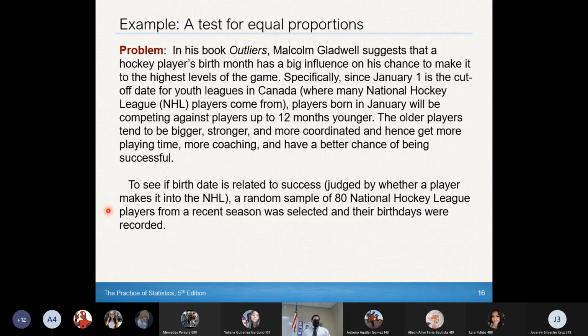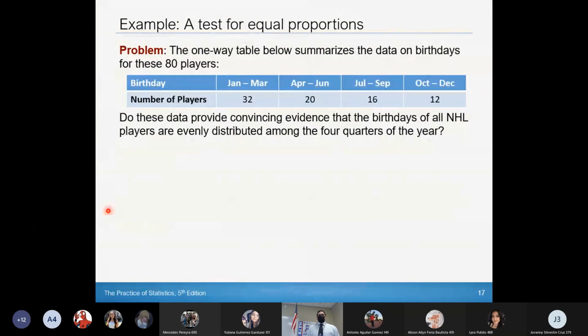To see if birth date is related to success, judged by whether a player makes it to the NHL, a random sample of 80 NHL players from a recent season was selected and their birthdays were recorded. Problem: the one-way table below summarizes the data on birthdays for these 80 players. Right, so we have across the top the birthday, which is broken down by quarters, January through March, April through June, July through September, October through December, and the number of players born in each of those months.